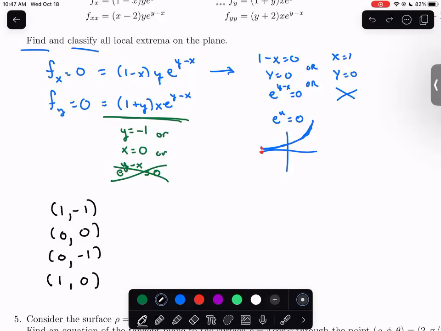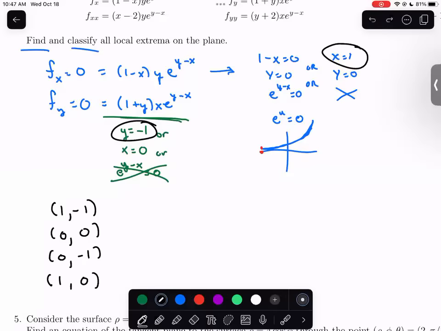Anyone have another guess here? One, negative one. So let's check here. Again, the big thing for critical points is that you need to have both your x derivative being zero and your y derivative being zero. They both need to be zero, otherwise you don't have a critical point. So in our case, if x is equal to one, that gives us that our x derivative is equal to zero. If y is equal to negative one, that was one, negative one, our y derivative is equal to zero. So we do have our x derivative being zero and our y derivative being zero. So actually, I do like one, negative one.